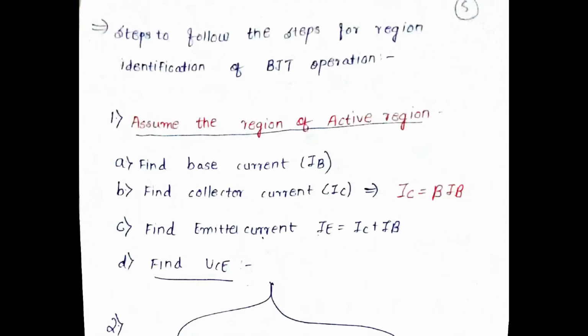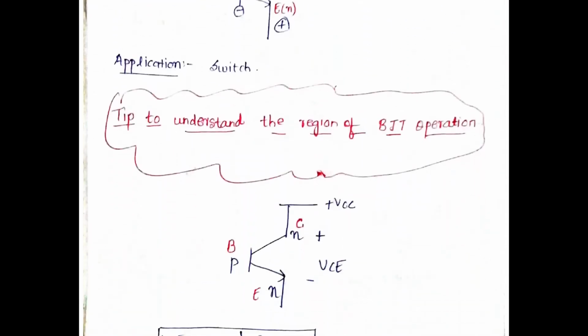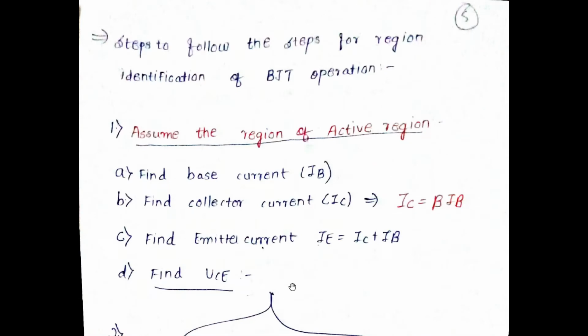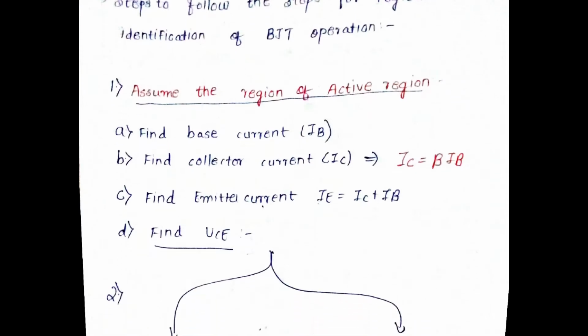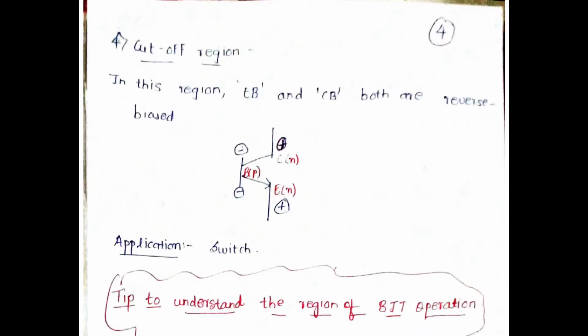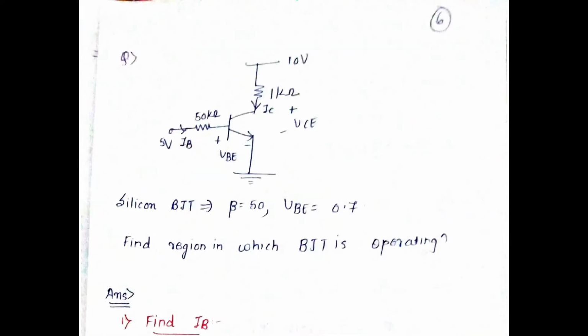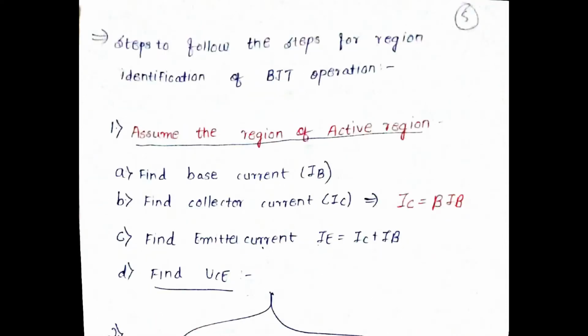So how do we solve a particular numerical? What you need to do is, finally the aim is to find out the value of VCE. Once you get the value of VCE, it can take any one of these values and that will be the corresponding region. We will be assuming that the given BJT operates in the active region. I repeat, whenever a numerical like this is given to you, we will be assuming that the BJT is operating in the active region.